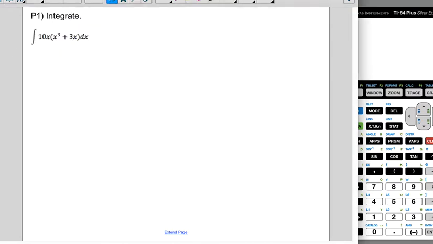All right, so we're going to go ahead and integrate. What we have here is a product, but what I want you to notice is that the x cubed plus 3x is not inside any sort of a power or anything, so I can just go ahead and distribute and then do a simple power rule here for both of these.